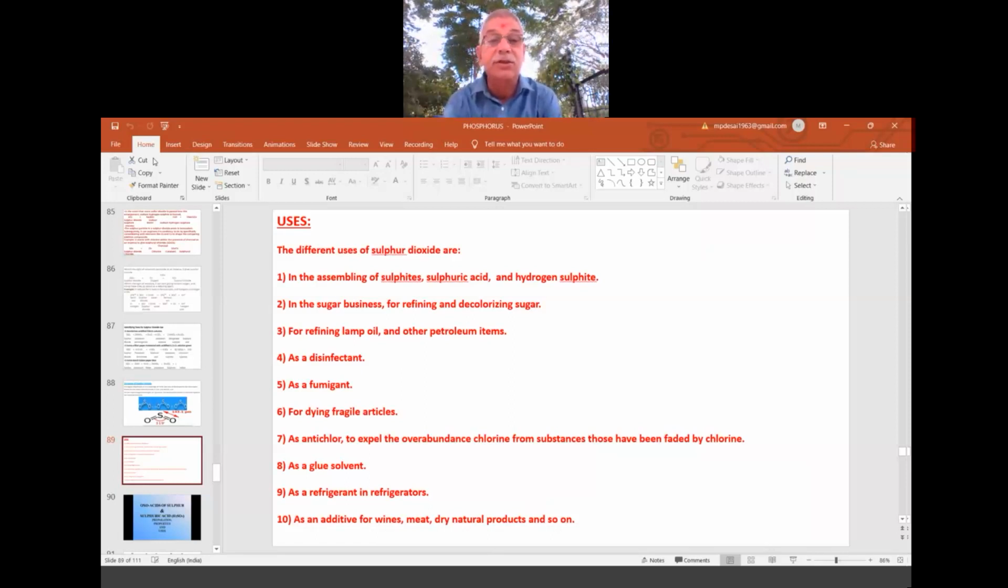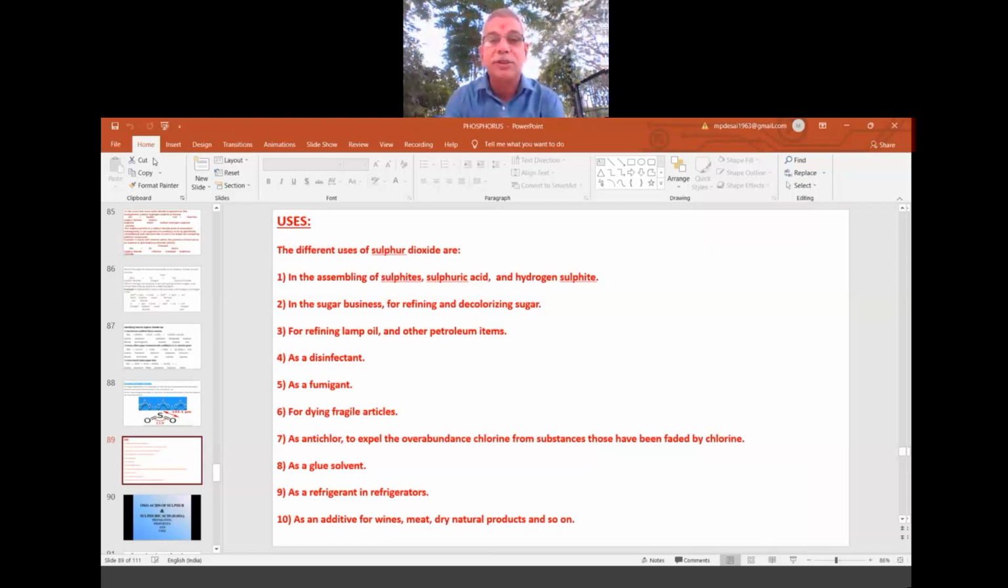See the list of application uses. Sulfur dioxide is used in the assembling of sulfites, sulfuric acid and hydrogen sulfide. Assembling means preparation. So in the preparation of many sulfur related compounds, SO2 is the starting material. It will assemble other chemicals in it so that other sulfur compounds are formed.